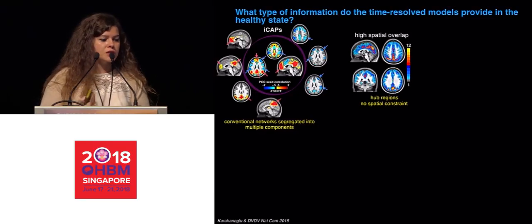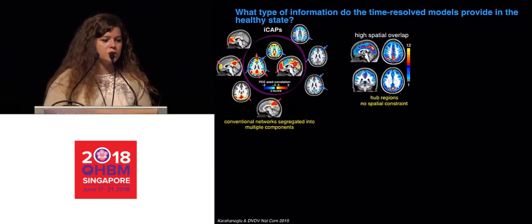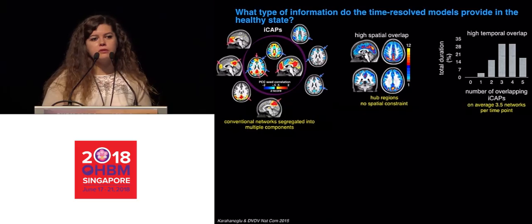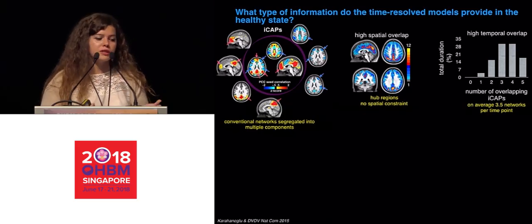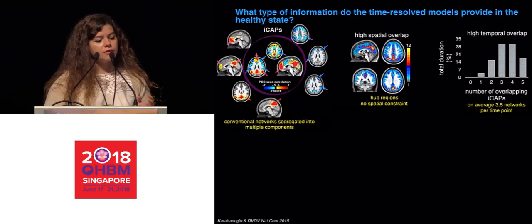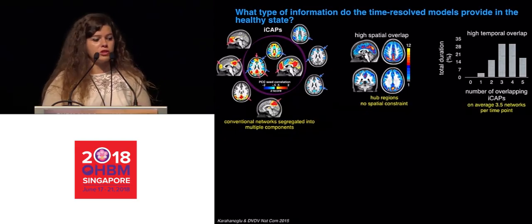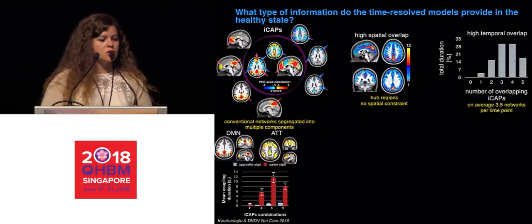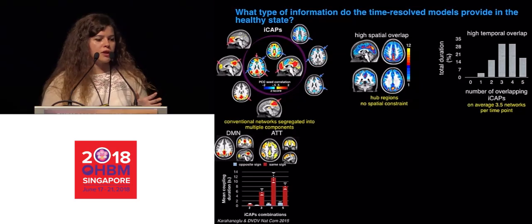So we are actually even increasing our data size and information that we get. What we see is these ICAPs are highly spatially overlapping, especially on the posterior parts of the region. These are the hub regions. They're also highly temporally overlapping. That means that on average, for this data, we have on average 3.5 networks active at each time point. We can go to an even more detailed analysis, and we can study the interactions between 2 networks.